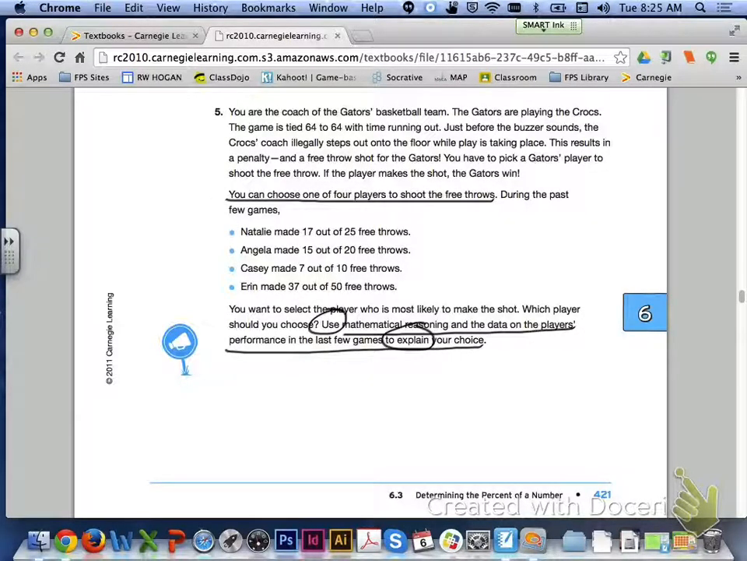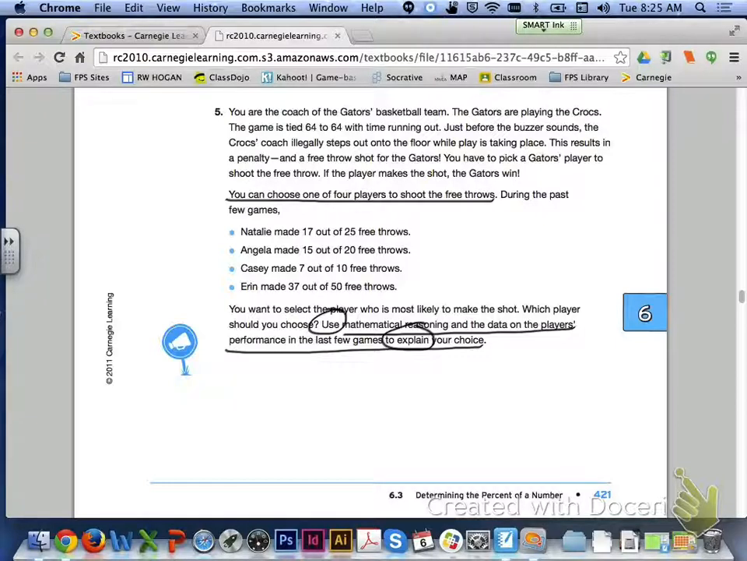Let's take a look at number 5 at the bottom of page 421. It says, you are the coach of the Gators basketball team. The Gators are playing the Crocs. The game is tied 64-64 with time running out. Just before the buzzer sounds, the Crocs coach illegally steps out onto the floor while play is taking place. This results in a penalty and a free throw shot for the Gators. You have to pick a Gators player to shoot the free throw. If the player makes the shot, the Gators win. You can choose one of the 4 players to shoot the free throws.